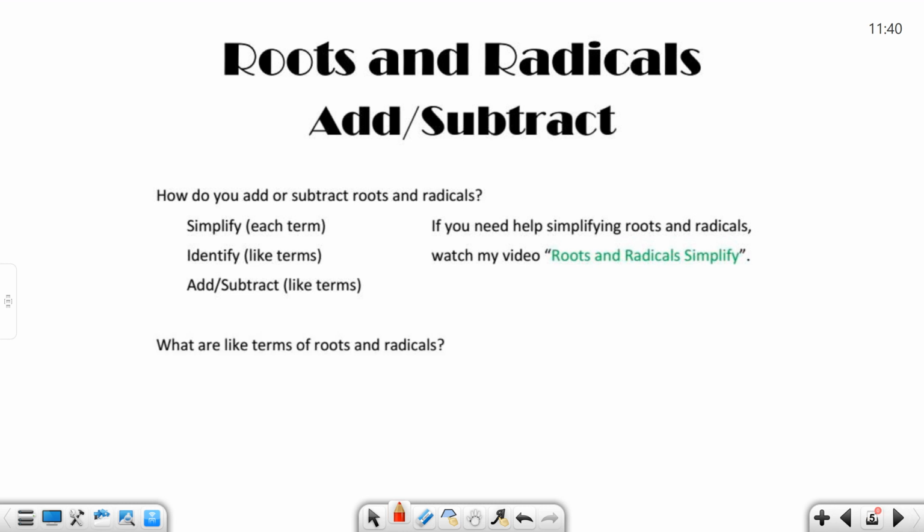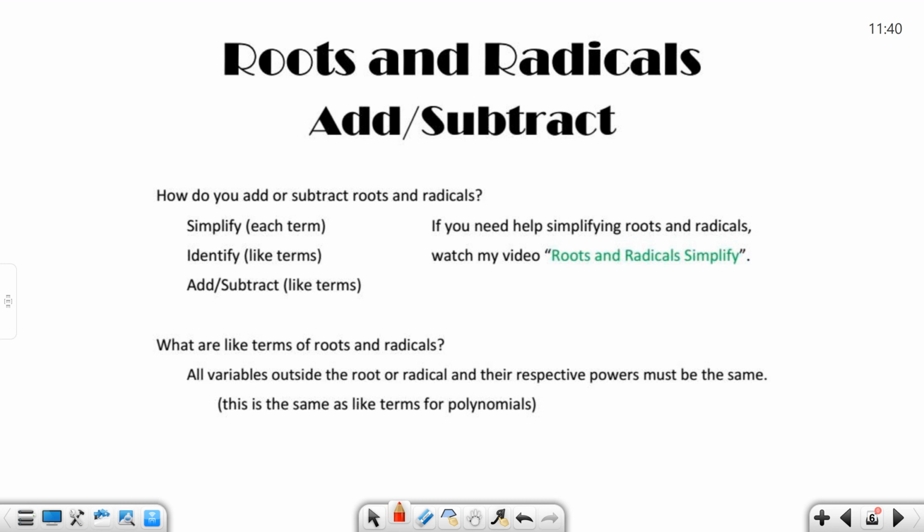Right? So what are like terms of roots and radicals? Well, the same thing you already know. All the variables outside the root or radical and their respective powers must be the same. This is the same thing for polynomials. If you have x squared y, then another term has to be x squared y to be like it. So if you have x squared y cubed and x squared y to the fourth, those powers aren't the same on the y, so they're not like terms.